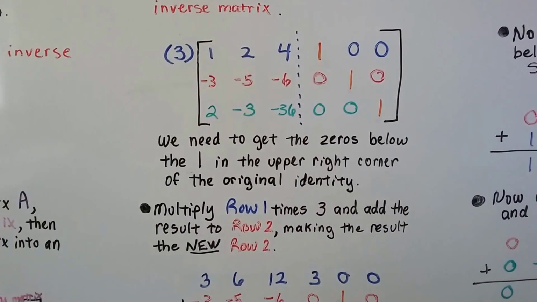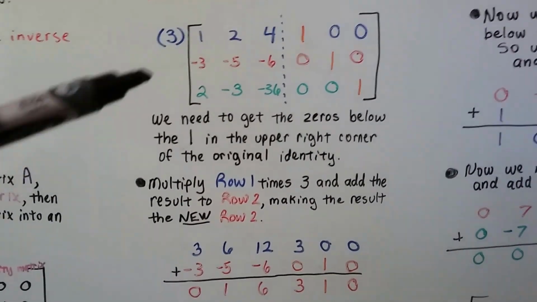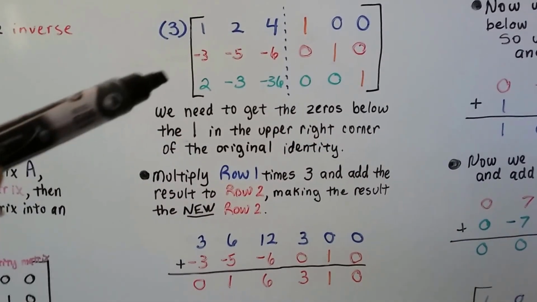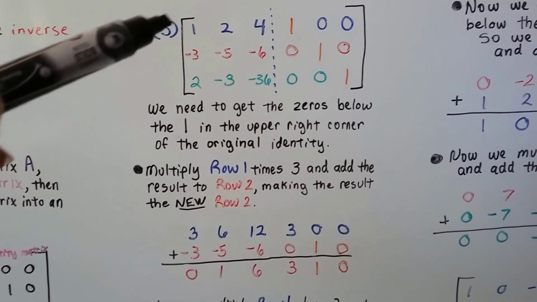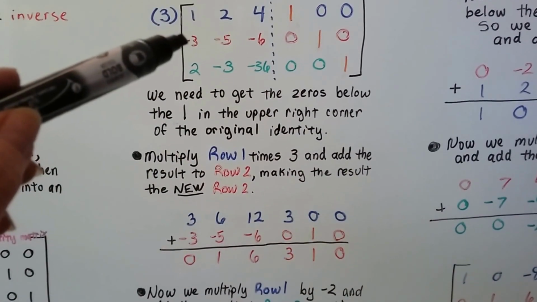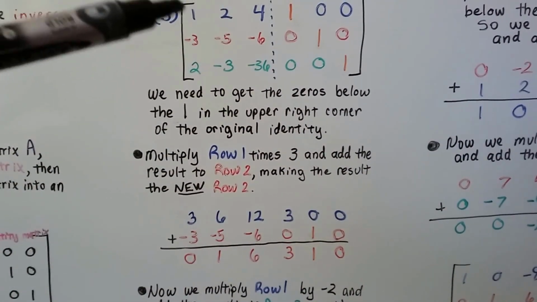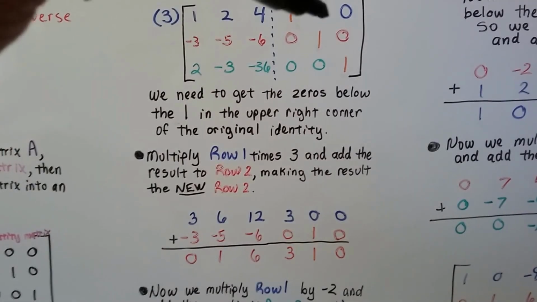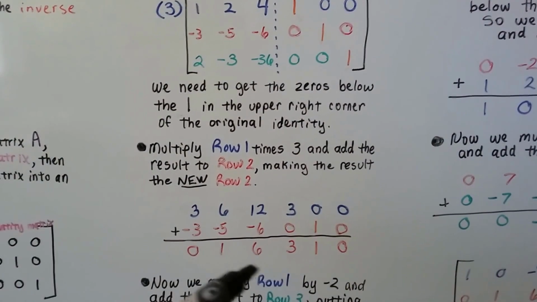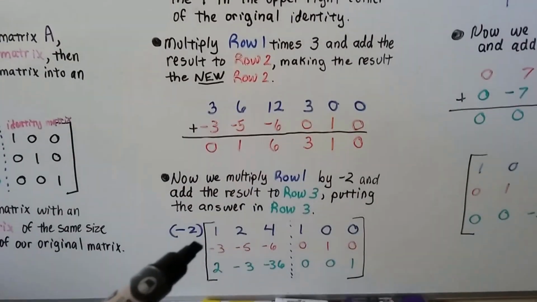So we need to get the zeros below this 1; this negative 3 and 2 need to be zeros. Okay? So the first thing we're going to do, just like in a system of equations, we're going to try to create additive inverses, zero pairs, to eliminate them. So to make this negative 3 a 0, we can multiply everything in this first row by a 3. That 3 with that negative 3 is going to create a 0 here because of additive inverses. So we get a 3, a 6, a 12, a 3, a 0, a 0. We add it to this red row, and we get a 0, 1, 6, 3, 1, 0. So now that spot's a 0, okay?